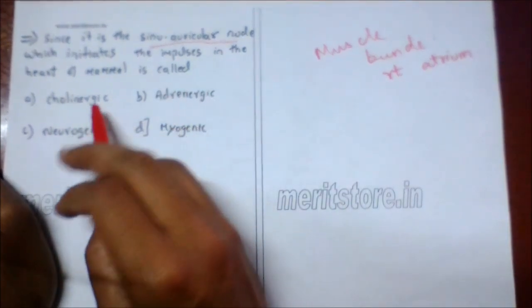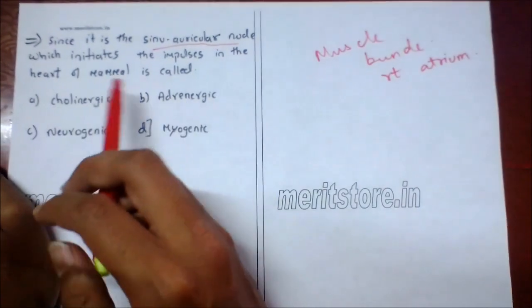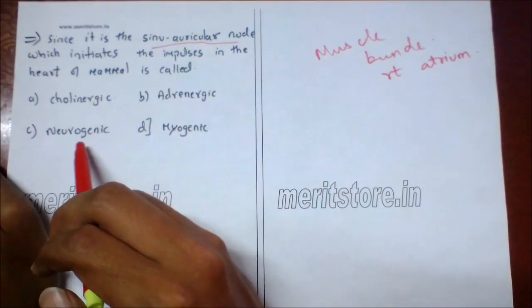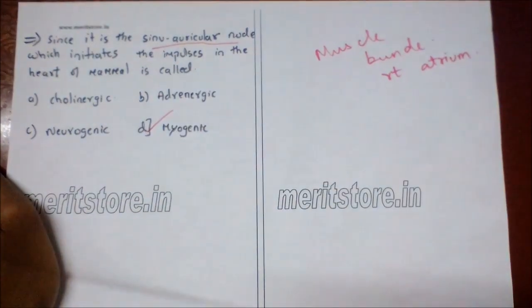When acetylcholine is used, it is cholinergic. Adrenaline causes adrenergic fibers, and when a neuronic impulse is involved, it is neurogenic. So option D is the correct answer.